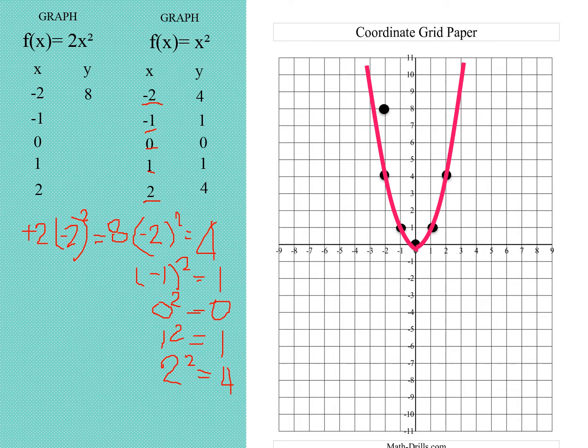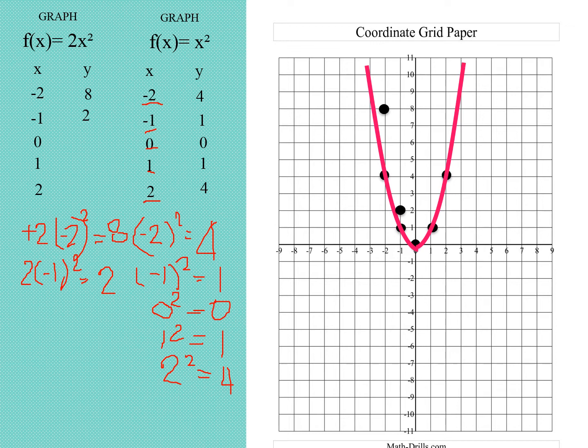Next, let's go to negative 1. So, we have 2 times negative 1 squared. Negative 1 times negative 1 will be positive 1, times 2 will give us positive 2. So, our y will be positive 2. Then our point is there.